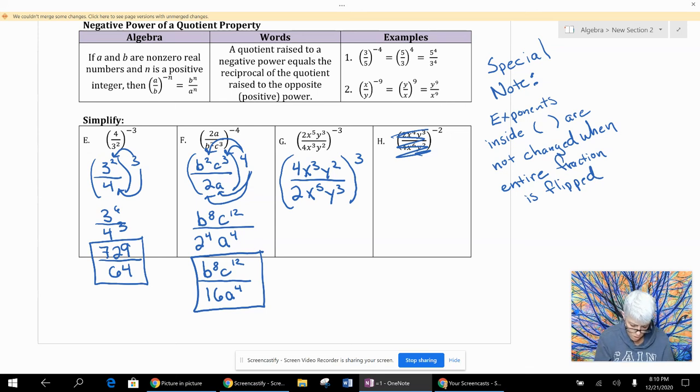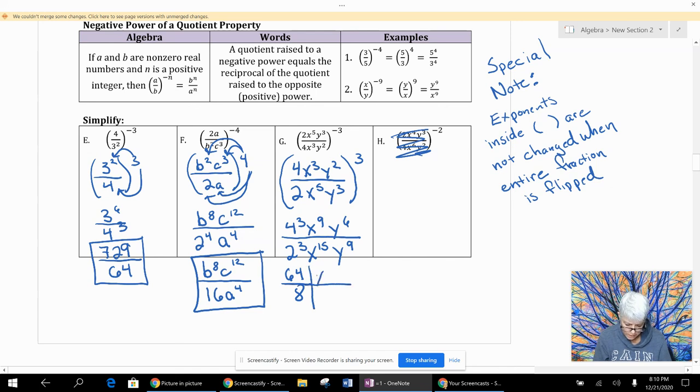So let's do it. We have 4 to the power of 3, x to the power of 9, y to the power of 6. That's the numerator. 2 to the power of 3, x to the power of 15, y to the power of 9. That's my denominator. They're stacked like terms, so let's work everything out. And as far as the numbers go, I have 64 over 8. I have 9 minus 15, so I have x to the power of -6. I have 6 minus 9 for the y's. That's y to the power of -3.